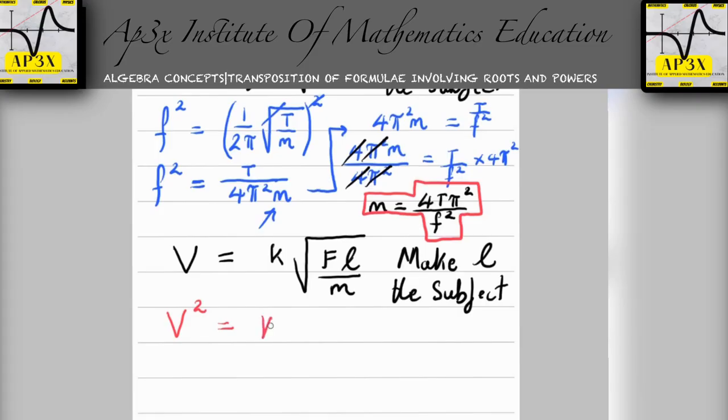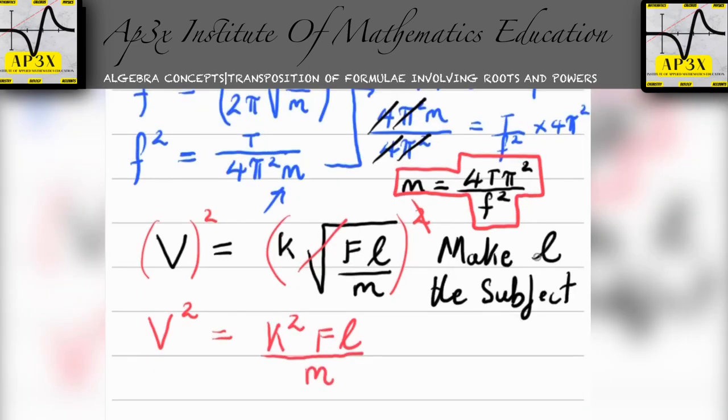So this is going to become k squared, and then obviously the square will cancel the square root. So let's square this v here, and then square everything here. The square attaches itself to the k, so that's k squared, and then the square cancels the square root. So we end up with f, l, and then everything automatically goes over m.